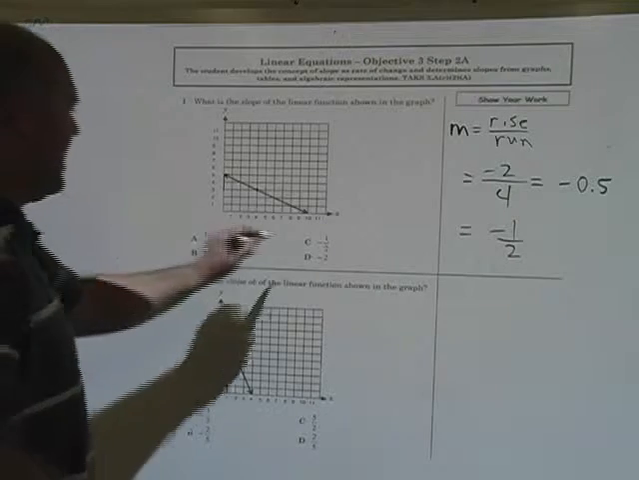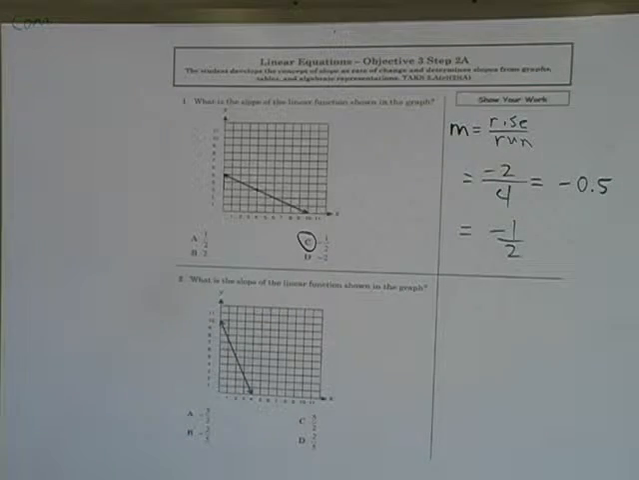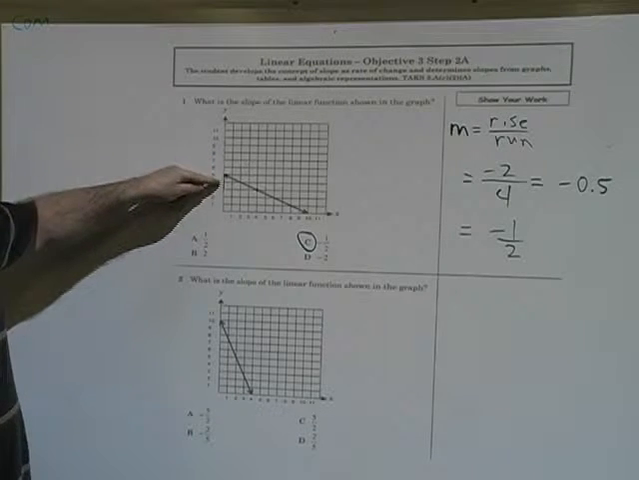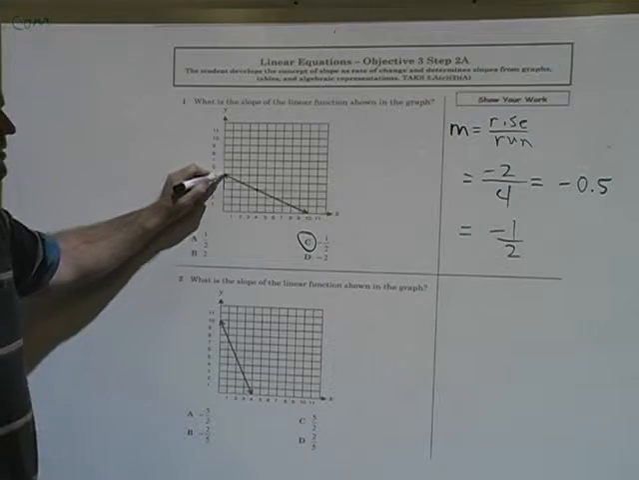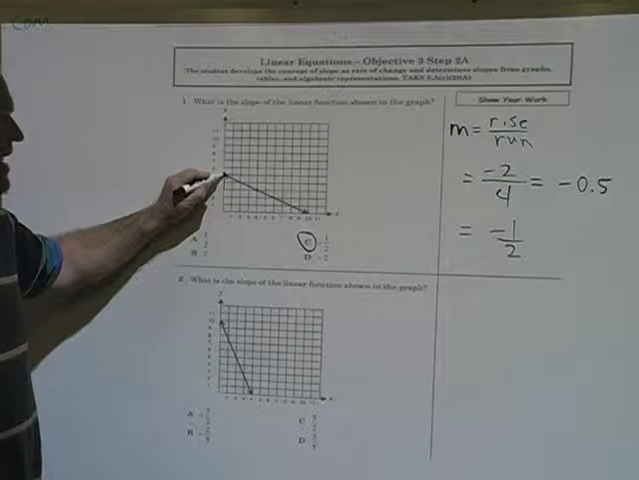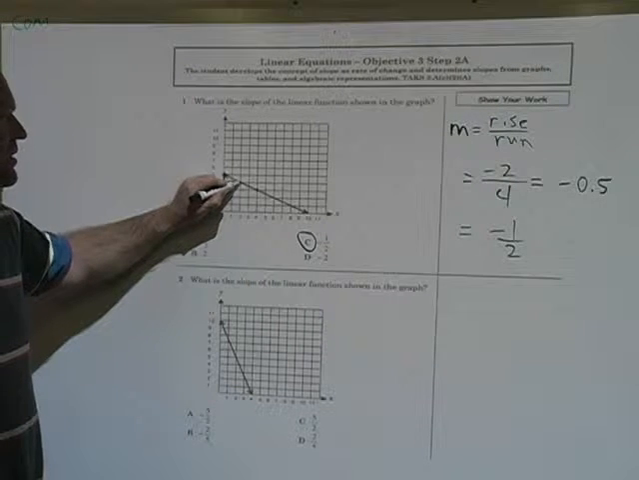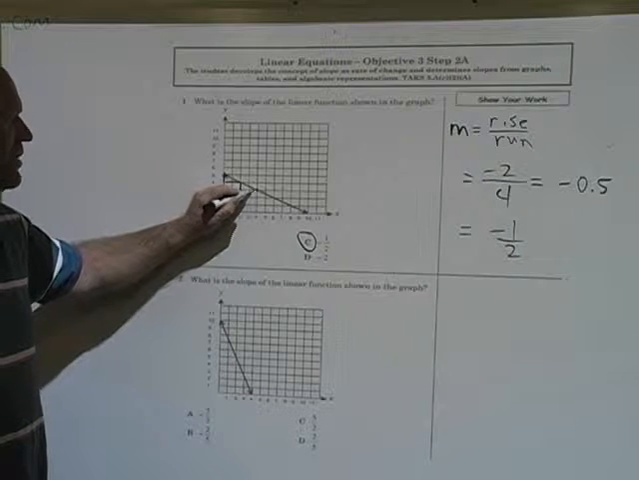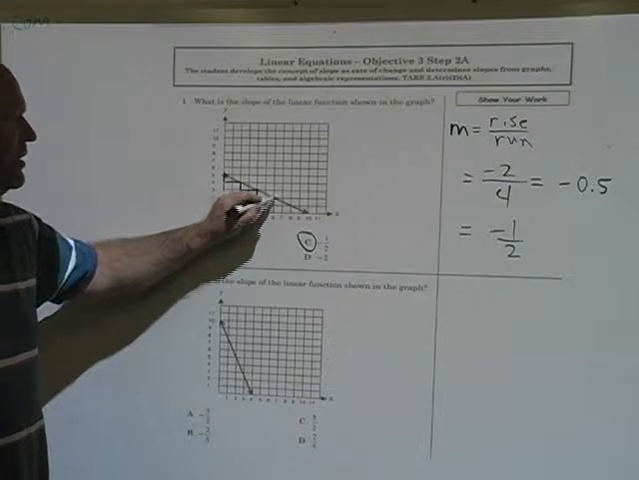Okay, so -1/2 is the slope, which means this line is going down 1 over 2. And it's always doing that. It's going down 1 over 2. See that? Down 1 over 2. Down 1 over 2.